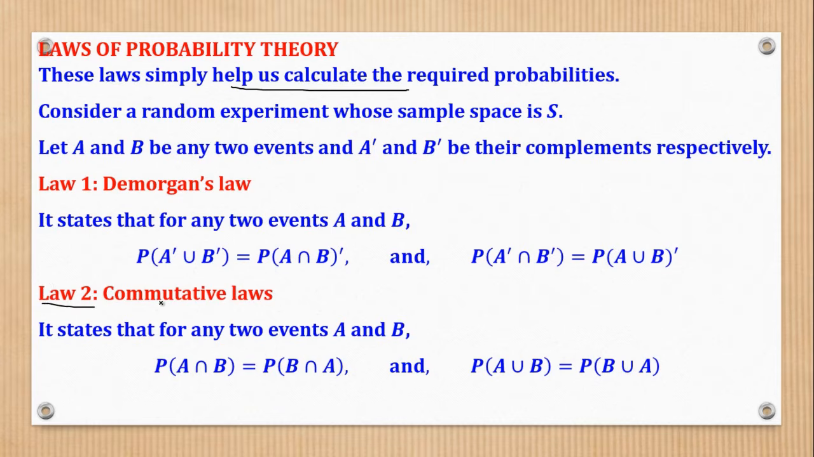The next is the commutative laws. It says that for any two events A and B, probability of A intersection B is the same as probability of B intersection A. So when you interchange these, as long as it's intersection, it is the same. Also, as long as it is union, it remains the same. That is the commutative law.